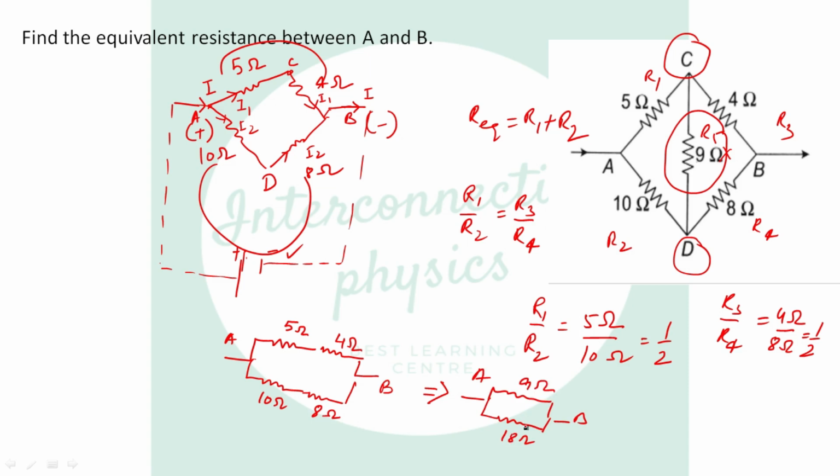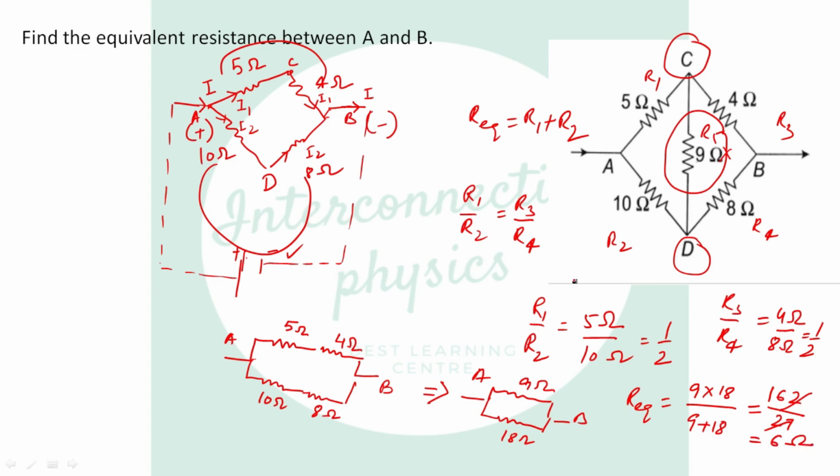Now these two are in parallel and the answer is R equivalent equals 9 into 18 divided by 9 plus 18, which is equal to 162 divided by 27, and the answer is 6 ohm.